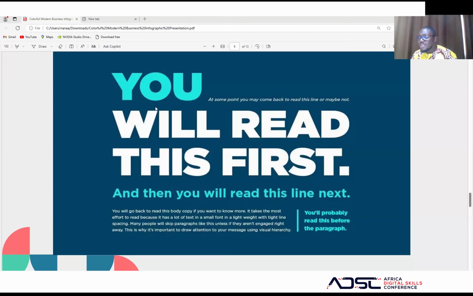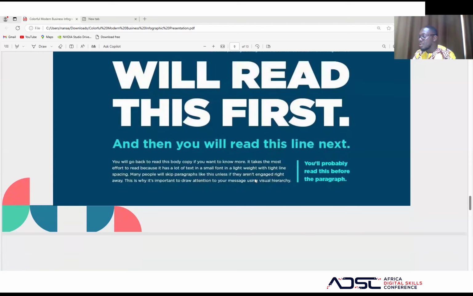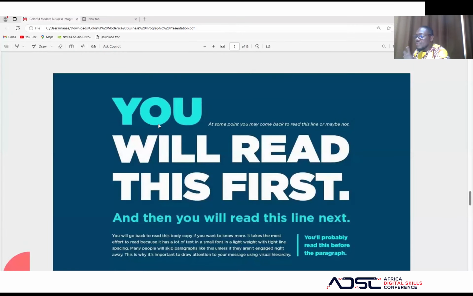So instead, it says you will read this first, and later it says you will read this line next, because of course that one is big. Your big fonts catch attention first. Most of the time when you're designing flyers, banners or billboards for your brand or company, one particular thing calls for attention, and then the rest of the information follows. Do you understand? So when it says you read this first, of course you have to read that one first. No matter what you do, that is what catches your attention first.